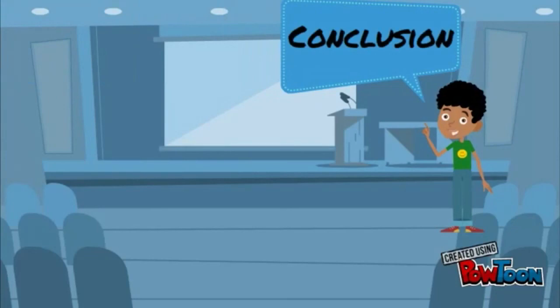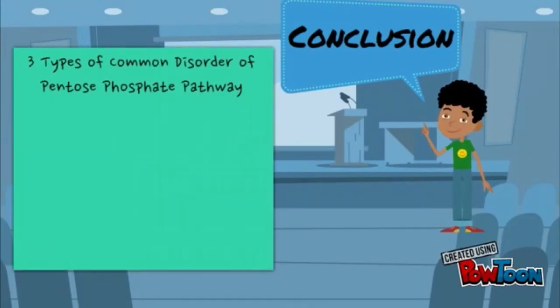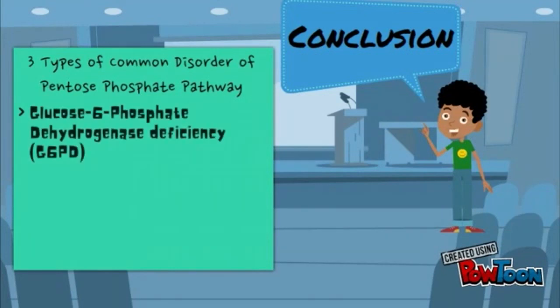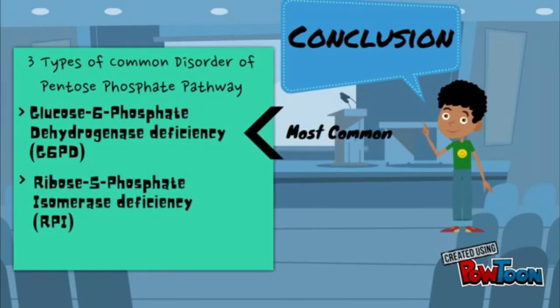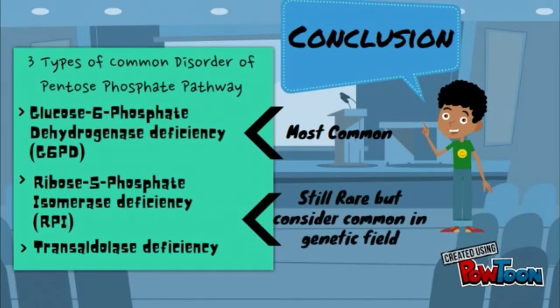In conclusion, there are 3 types of common disorders of pentose phosphate pathway. However, glucose 6-phosphate dehydrogenase deficiency is the most common one, while ribose 5-phosphate isomerase deficiency and transaldolase deficiency are rare but still considered common in the genetic field.